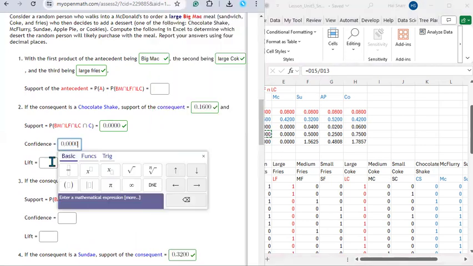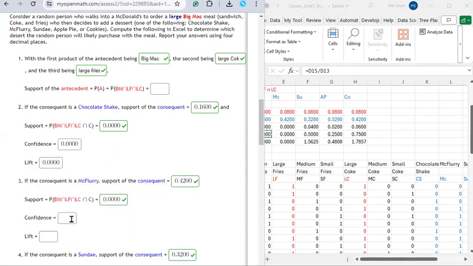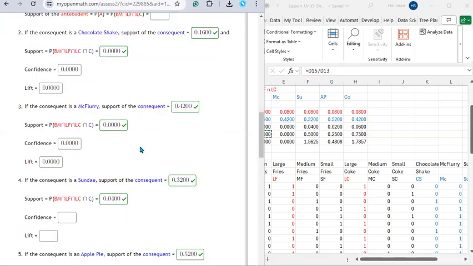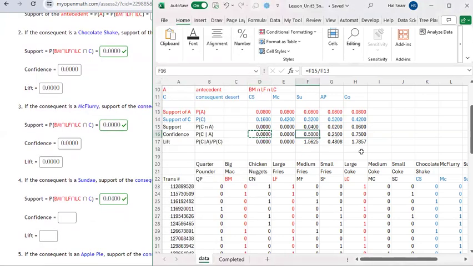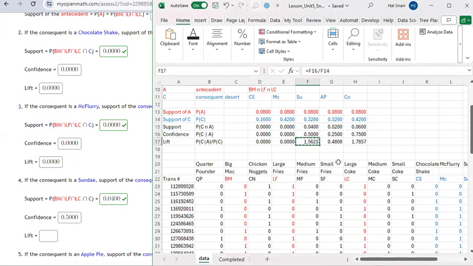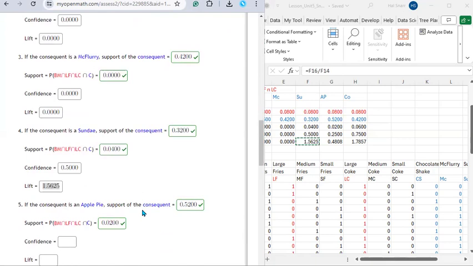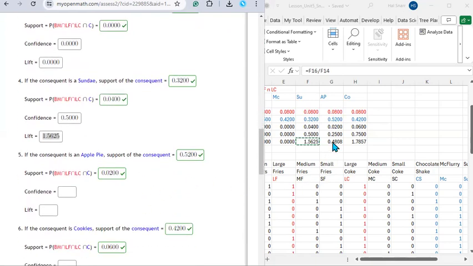The confidence and the lift for chocolate shake and the Big Mac meal, those are both 0. Same thing for McFlurry and the Big Mac meal. For the sundae, we have a confidence of 0.5 and a lift of 1.5625. So Big Mac meals, in my random sample, Big Mac meals, large Big Mac meals, and sundaes are complements. People buy them together.